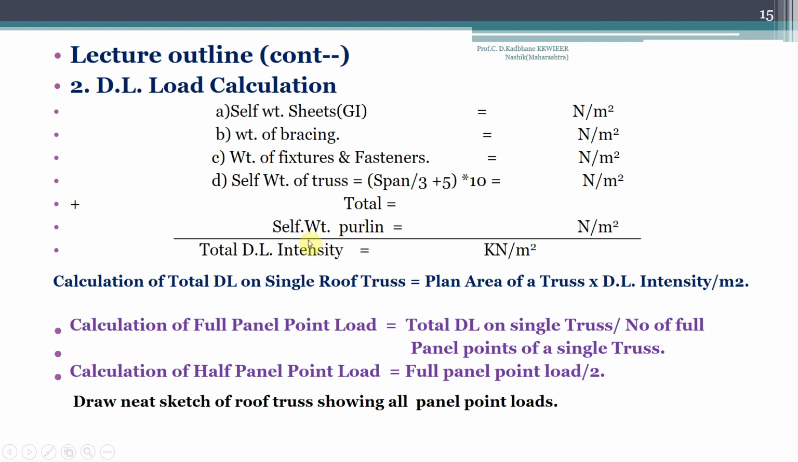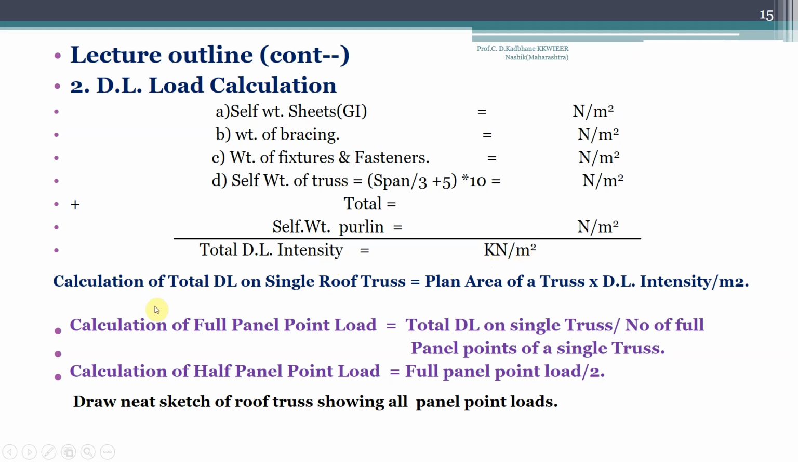Similarly, we can add in these self-weights the weight of purlin. For the weight of purlin, initially you can assume an average weight of purlin for that particular panel, and from that you can find out the total weight of all purlins for a plan area, and then total weight divided by total plan area will give us a value in Newton per meter square. So we have to add all these values of intensity of dead load, and that will give us total dead load intensity. Please convert that intensity of dead load into kilonewton per meter square.